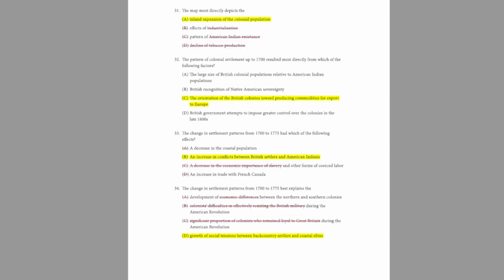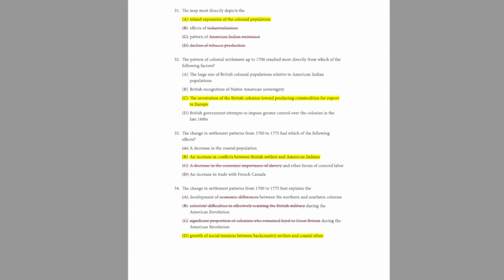If the previous two question sets felt a bit challenging, you're probably relieved to see a more straightforward one here. If you remember what I said about the map showing the colonies expanding inland over time, it's clear that A, inland expansion of colonial population, is the correct answer. Meanwhile, B, industrialization, C, American Indian resistance, and D, decline of tobacco production, are unrelated to settlement patterns and can be confidently eliminated.